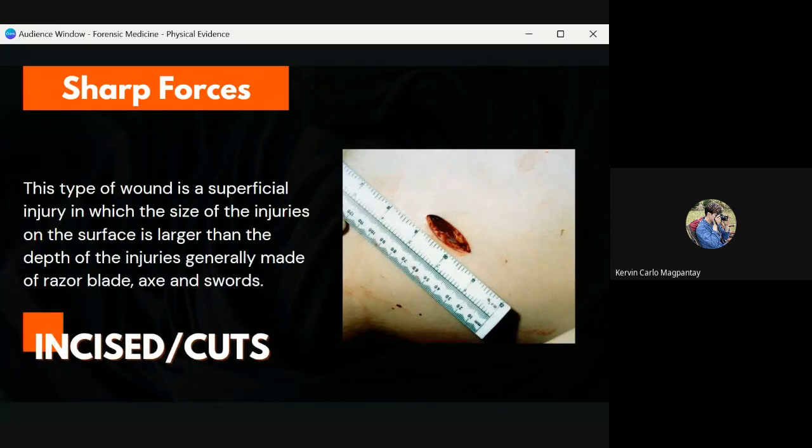First type of sharp force injury is the incised or cuts. This type of wound is a superficial injury in which the size of the injuries on the surface is larger than the depth of the injuries, generally made of razor blade, axe, and swords. Ito yung sinasabi ko kaninang ka-counterpart ni laceration ng blunt force trauma kay sharp force injuries. Normally, nakukuha to dahil sa sharp objects.